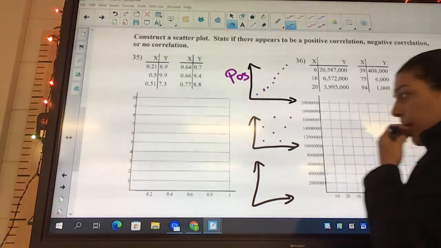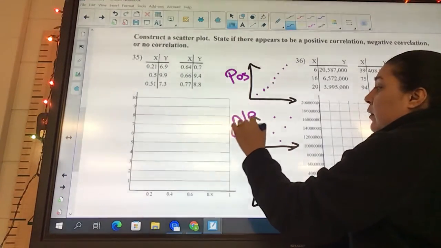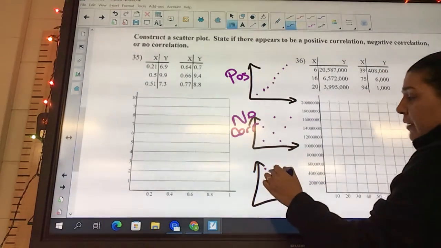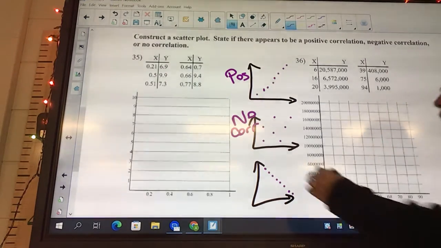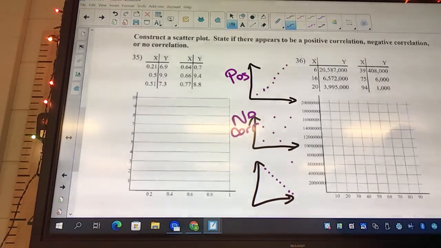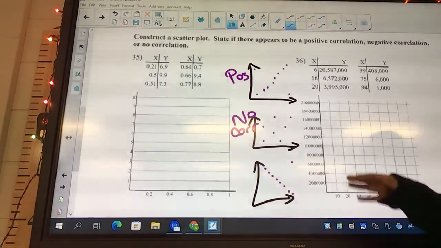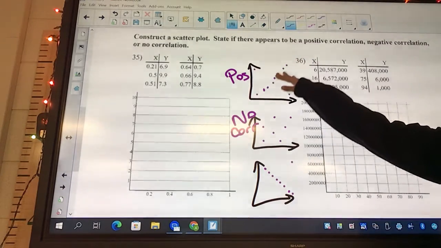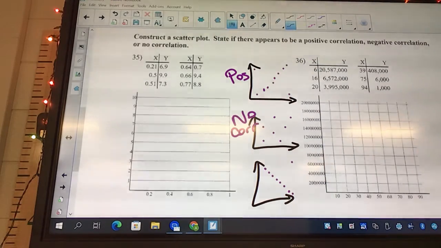What is that one? No correlation. Okay, and then obviously something like this is going to be negative. Even if all of them are going down and you have one like that, that's still negative. It goes off the majority. So same thing with the positive. Even if you have like one here and one here, the majority of them are going up, are they not? So that's still a positive correlation.